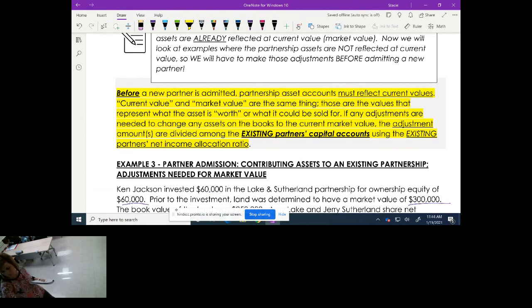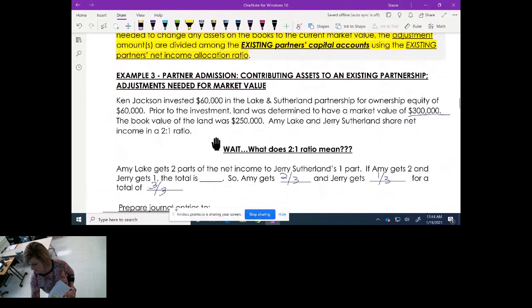All right, so in this next one, we've got Ken Jackson investing in this partnership, Blake and Sutherland, and he's putting in 60 grand and he's getting 60 grand of equity. So prior to the investment, the land was determined to have a market value of 300, but it was booked at 250. They bought it at 250. Over time, it's increased in value. Now it's worth 300. So we've got to make the land on the books be 300.